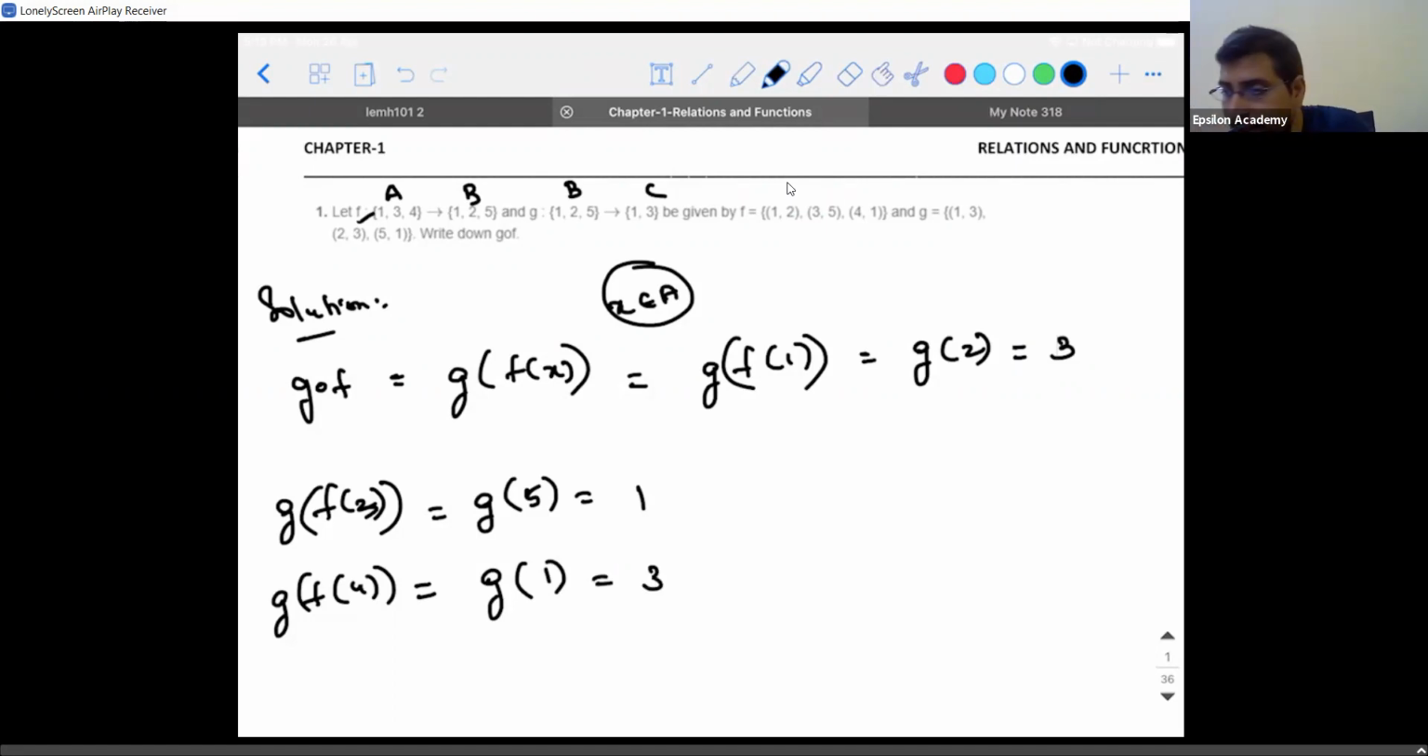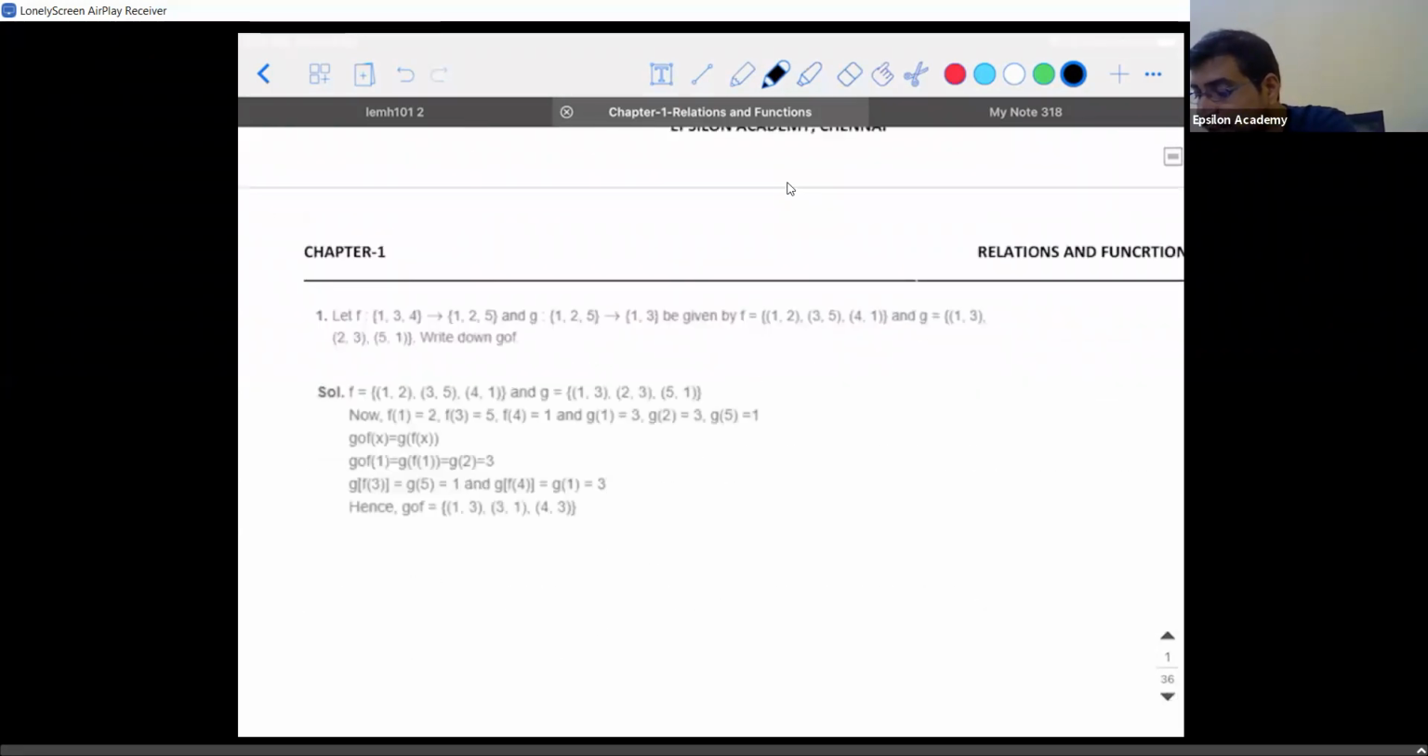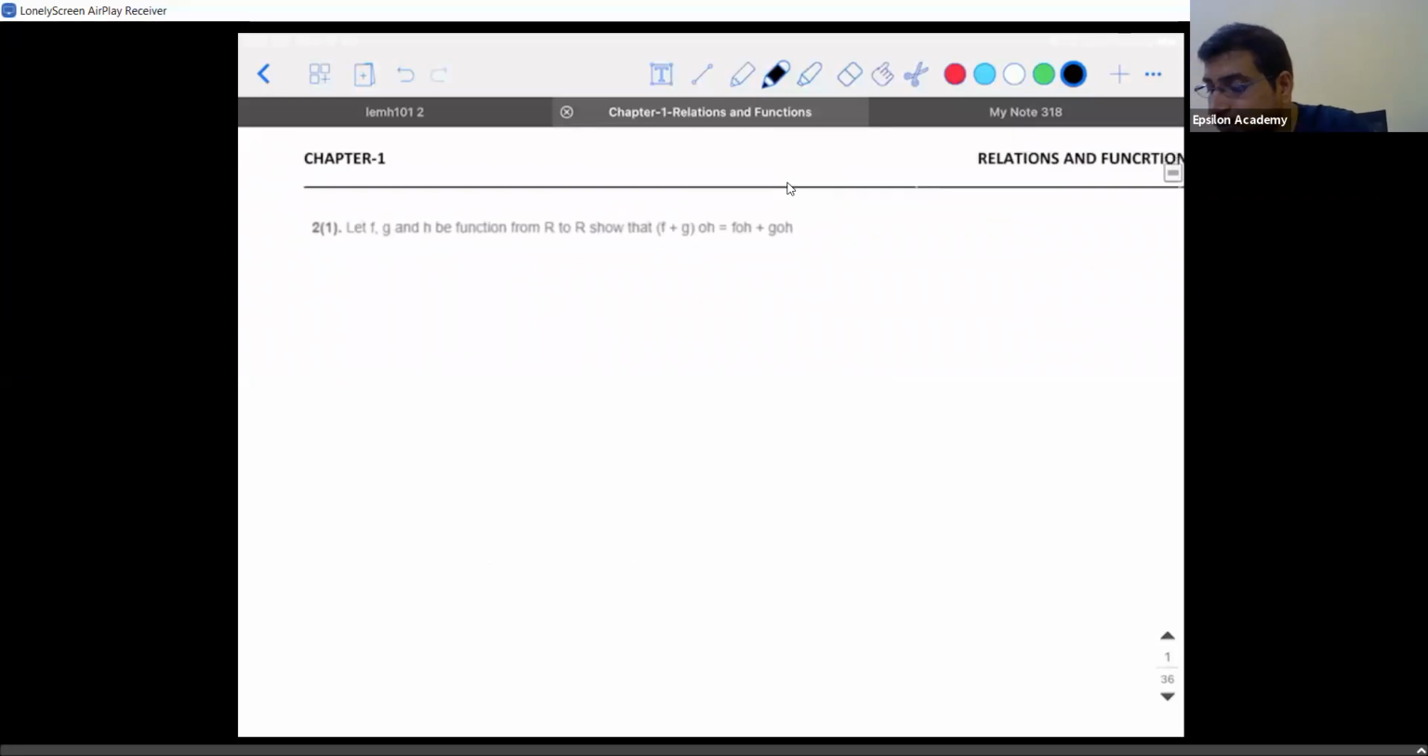So g is what kind of a function? Many to one function. Very good. So you have to observe all these details also. Okay. Next. One minute, guys.